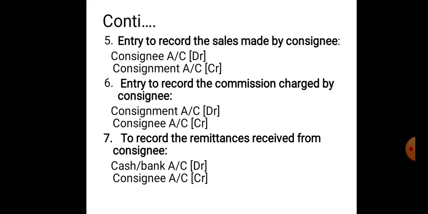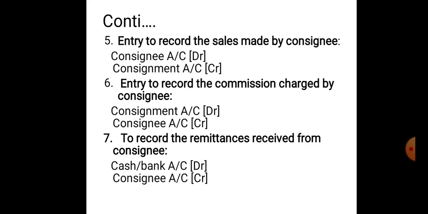Entry to record the commission charged by the consignee. Here the commission has been charged by the consignee. Then the entry would be consignment account debtor to consignee account. Now, if expenses and commission are incurred by the consignee, then the entry would be consignment account debtor to consignee's account, being the expenses incurred by the consignee and the commission payable on gross sales proceeds. This would be the narration.